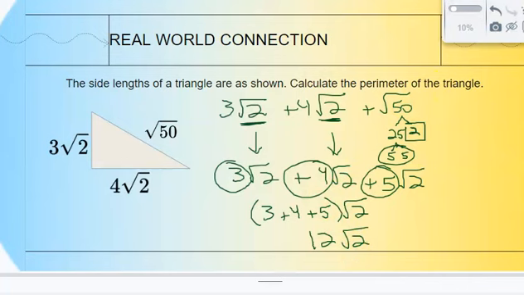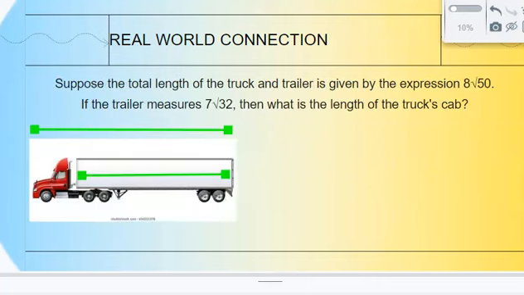So now you guys are going to try one. We have the length of a truck and trailer given by 8 square root 50. The trailer alone measures 7 square root 32. And you're going to find the length of the truck's cab. So just this red part is what you're looking for. Take the whole length, subtract the trailer, and you will get the length of the cab. I want you to try this on your own. Pause the video and come back when you're ready to check your answer.